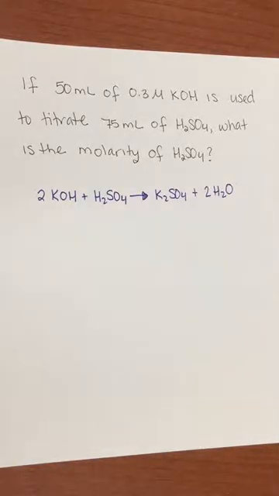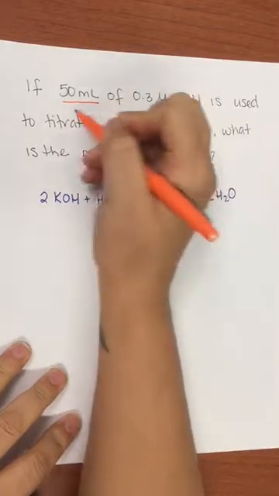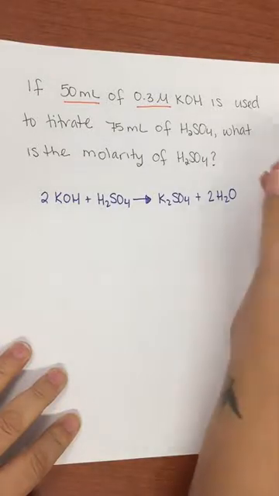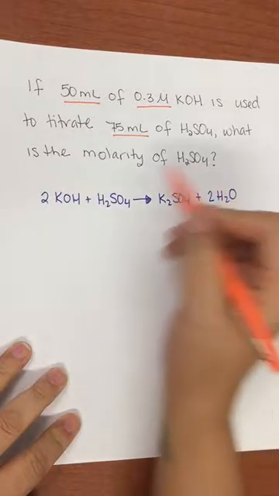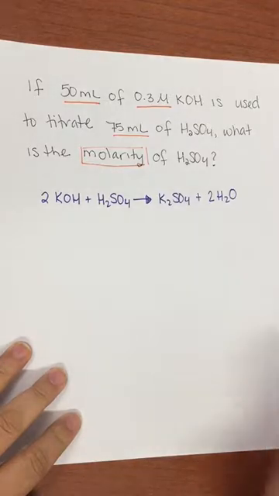This is an example of the type of problem that you would see on the test. If you have 50 milliliters of 0.3 molar KOH used to titrate 75 milliliters of H2SO4, what is the molarity of H2SO4? So the key things to pay attention to here are you have the concentration and the volume of KOH. You also have the volume of H2SO4, and what you're looking for is the molarity.